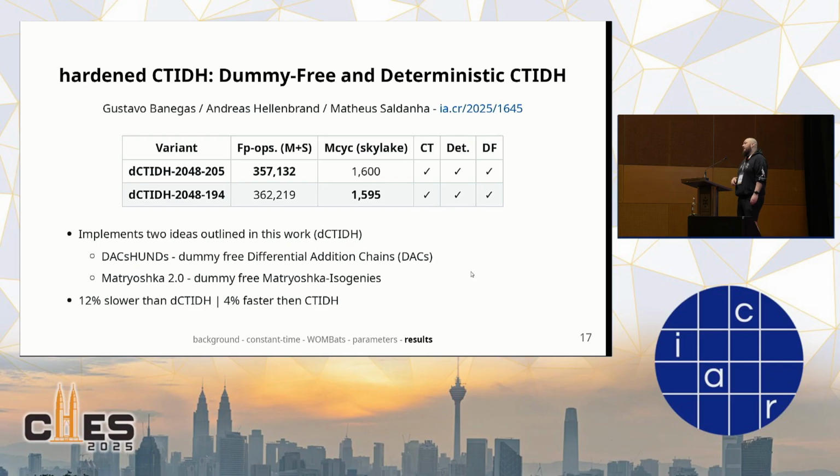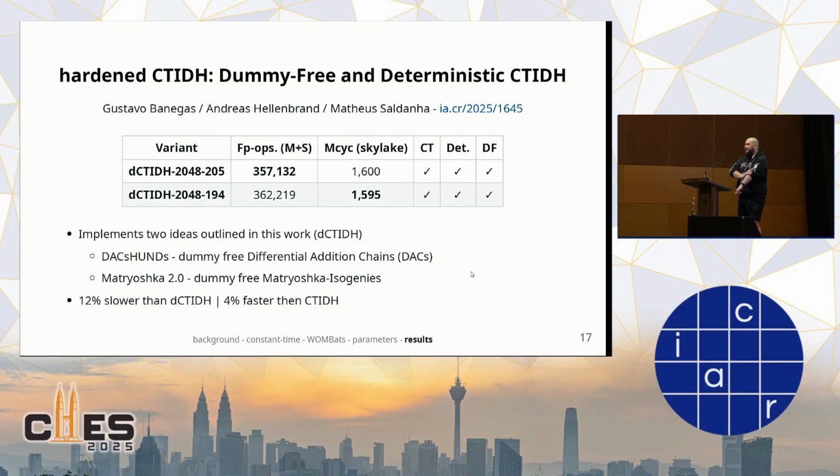However, in our paper, we outlined 2 ideas that can be used to make this algorithm also dummy-free. For this, we need something called DACs, which is short for differential addition chains having unnecessary carries when unneeded for dummy-freeness or something like this. But the idea here is that we can compute differential addition chains without dummy operations. And the second idea is to make this Matryoshka isogeny construct also dummy-free.